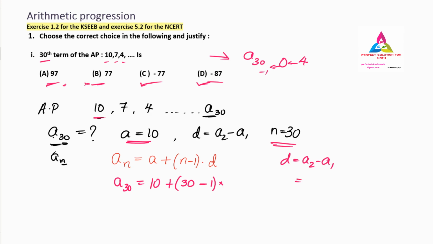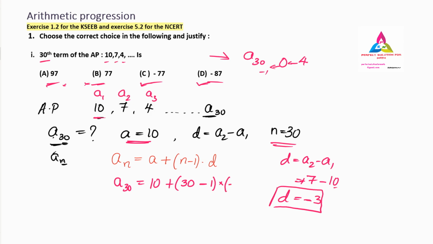So what is a2? We will write 10 is a1, because it is the first term, second term is a2, that is 7, third term is a3. So a2 is 7 and a1 is 10. So what is the d value? Obviously 10 is greater, having the negative sign, so we have to put the negative sign. When one is positive and one is negative, we have to subtract the smaller number from the bigger number. So 10 minus 7, we will get 3. That is, the d value is nothing but minus 3.